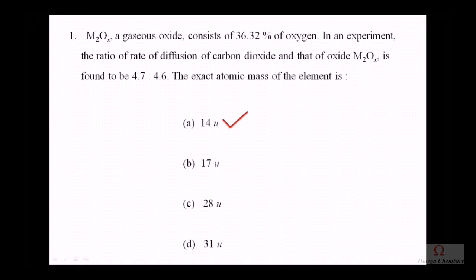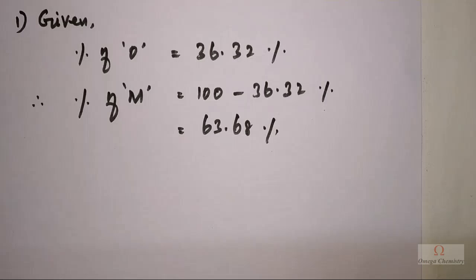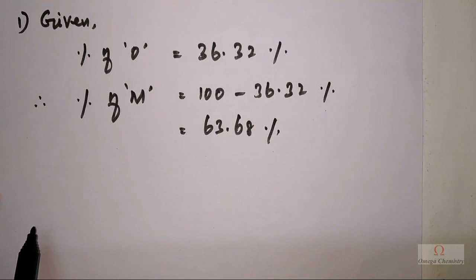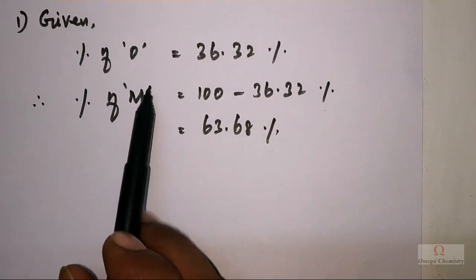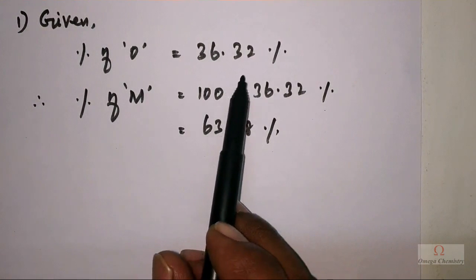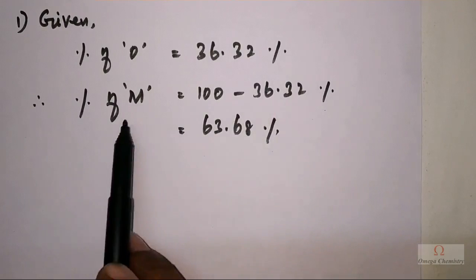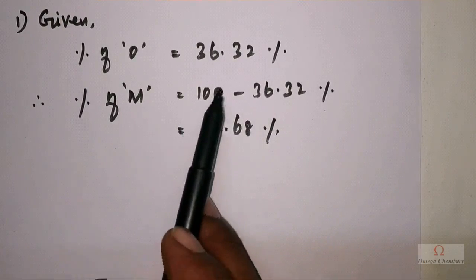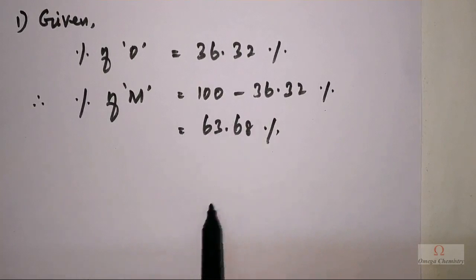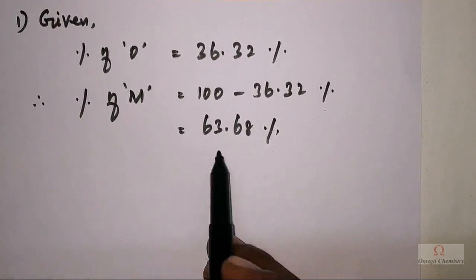Okay, the answer is A. So the data that is given in the problem is the percentage of oxygen, and it amounts to 36.32 percent. So I can also calculate the percentage of metal by just subtracting this percentage from 100. So the percentage of metal is found to be 63.68.